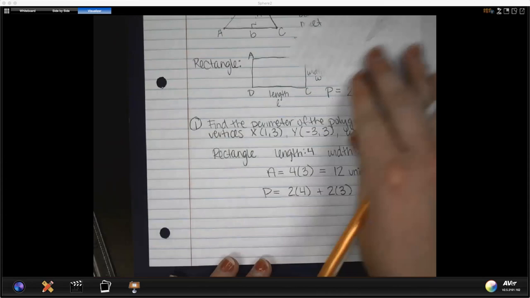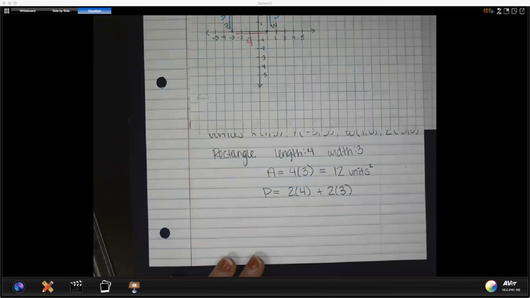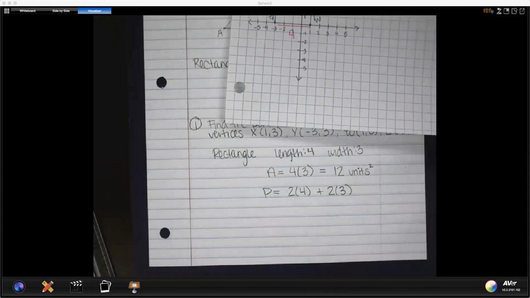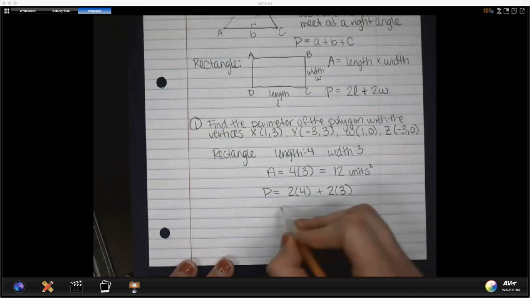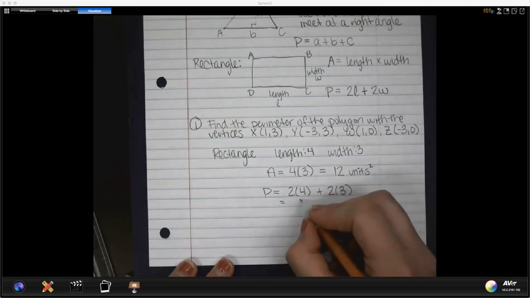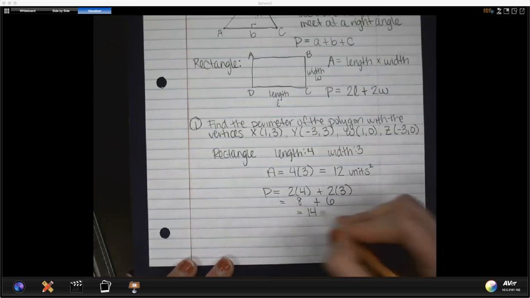Because you're going to have 2 of them, right? You have 2 lengths, you have 2 widths. So rather than saying 3 plus 3 and 4 plus 4, you can simplify it by saying 2 times 4 and 2 times 3. Okay, both are mathematically correct. Using the equation given, we would say 2 times 3 or 2 times 4. So 2 times 4 is 8. And then 2 times 3 is 6. And 8 plus 6 is 14. And your answer would just be regular units.